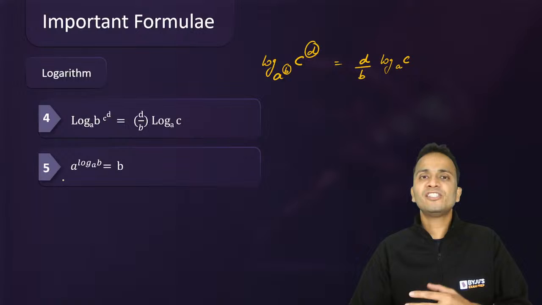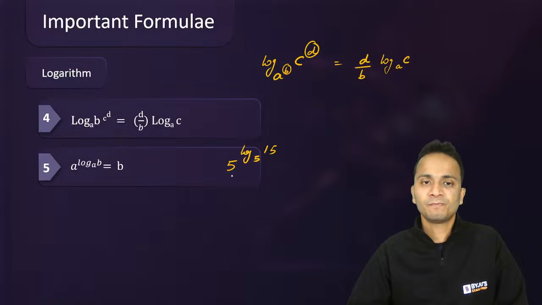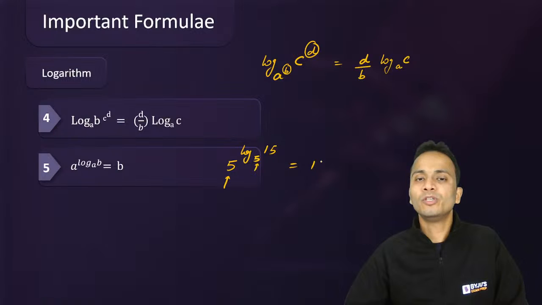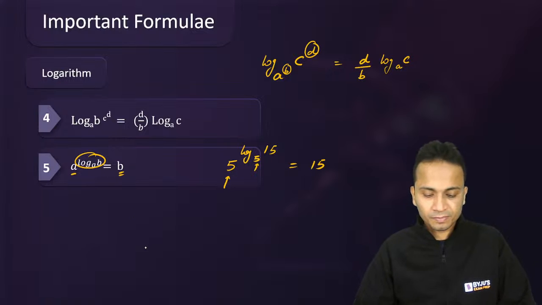Formula number 5 is used as a shortcut at a lot of places. If you have something like 5 raised to the power log of 15 to the base 5, note that this part and this part are equal. So this will be equal to 15. So a raised to the power log of b to the base a will be equal to b.